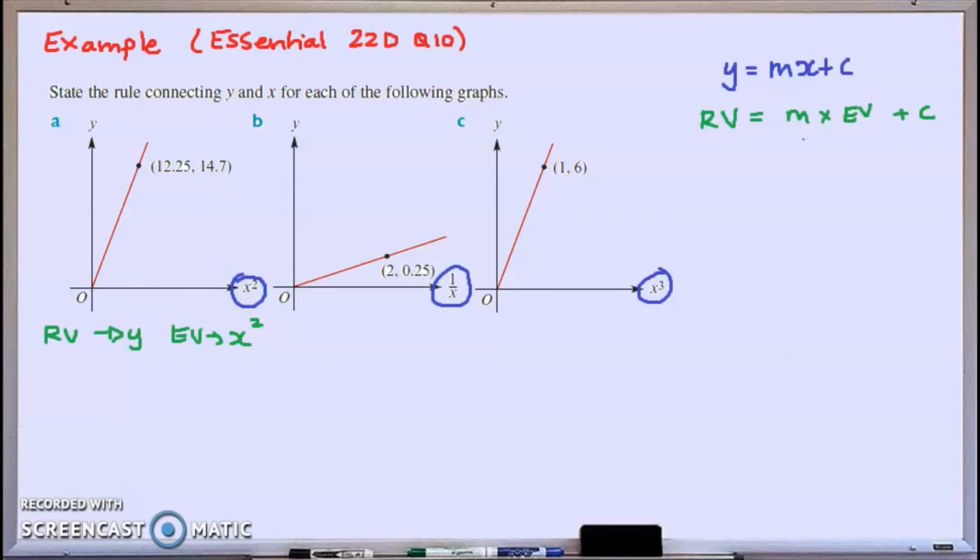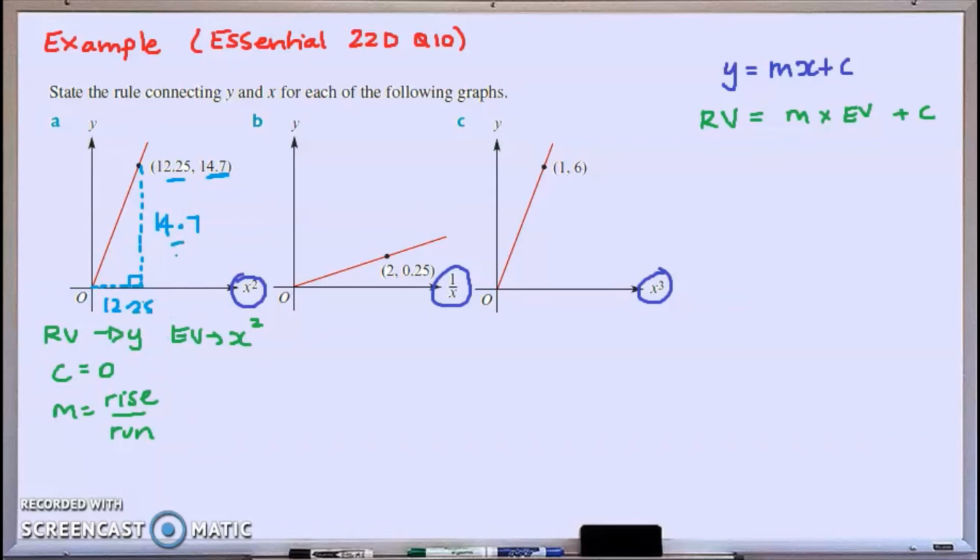So now what we need to do is find out m, which is the gradient, and find out c, which is the y-intercept. Now we can see that the y-intercept here is 0. So the last thing we need to do is have a look at our gradient. And our gradient, remember, is rise over run. In this case, the rise is 14.7, because if I was to draw my triangle, remember that every straight line has triangles which can tell us what the gradient is. It would tell me that the height is 14.7 from the origin to this point here, and my run is 12.25, which is my origin across to here.